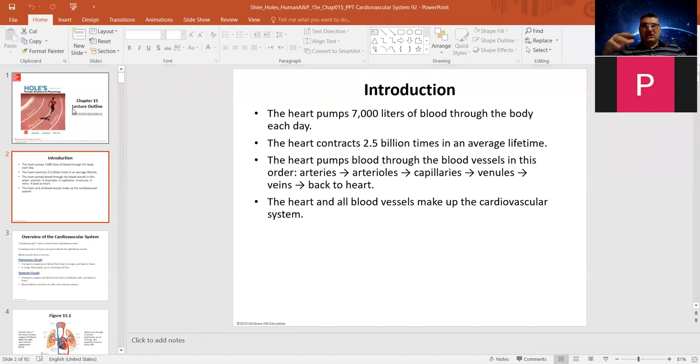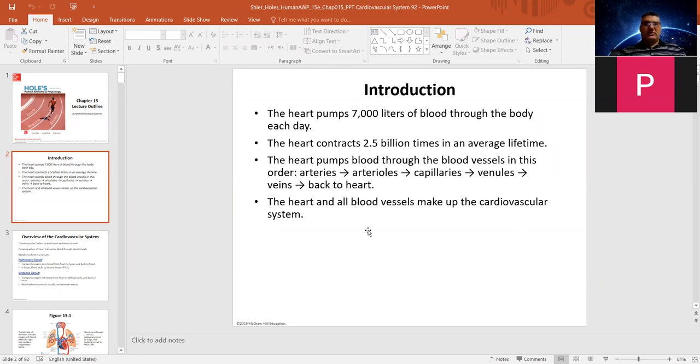Is that blood oxygenated or not? Does it have a lot of oxygen or not? It doesn't matter. This is the classic definition. An artery is the blood vessel that takes the blood away from the heart. A vein is the blood vessel that takes the blood to the heart.